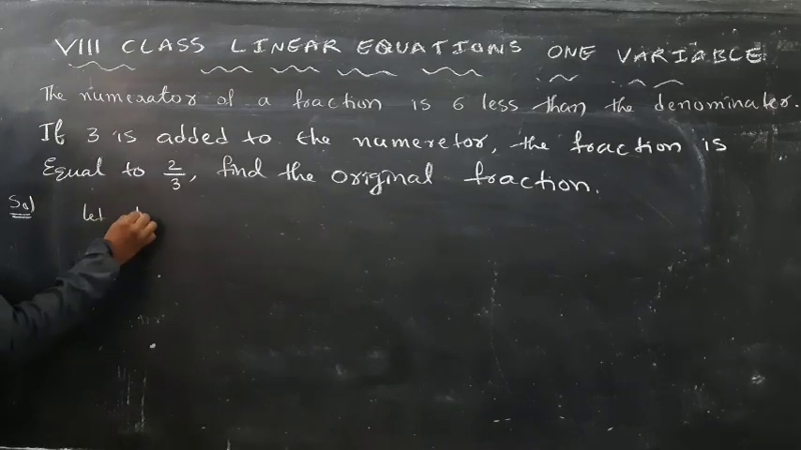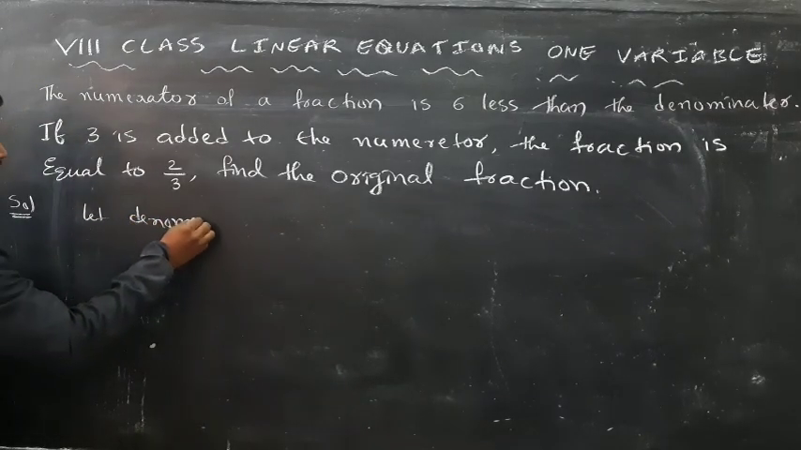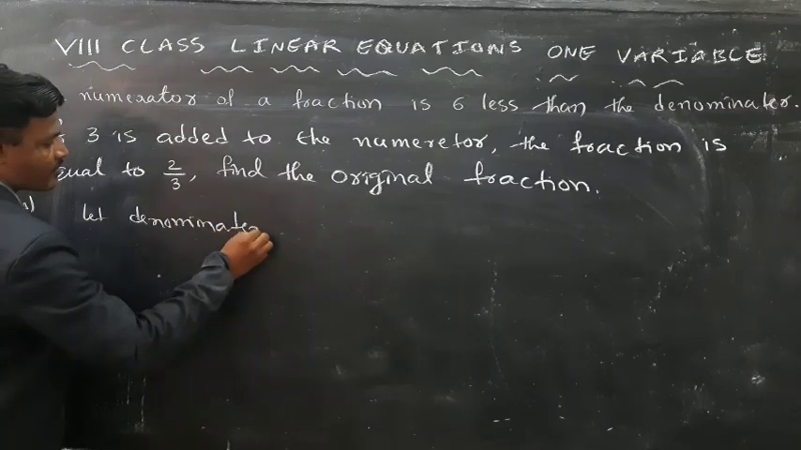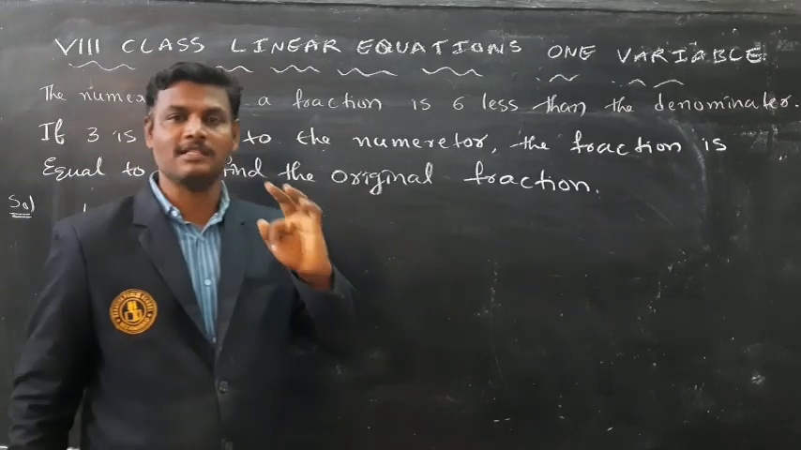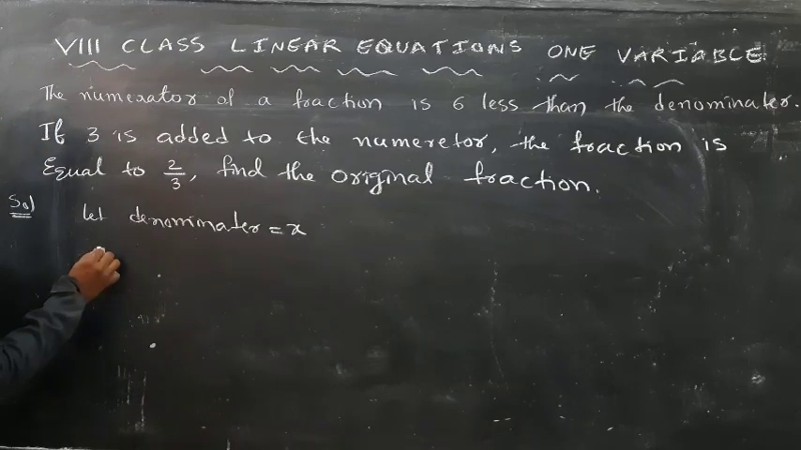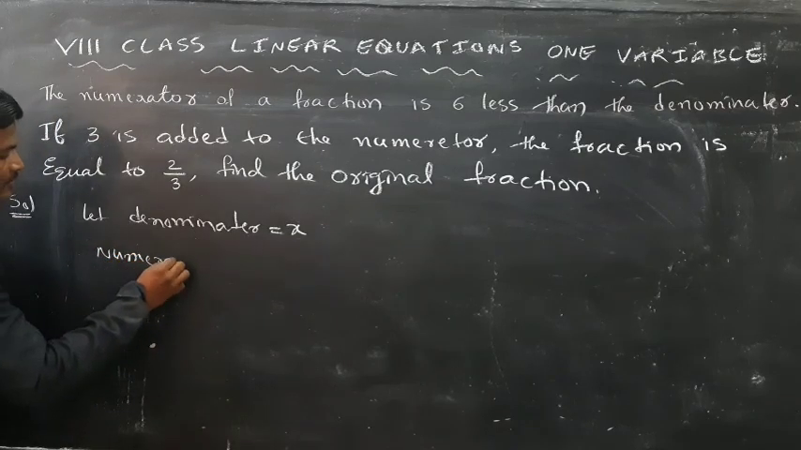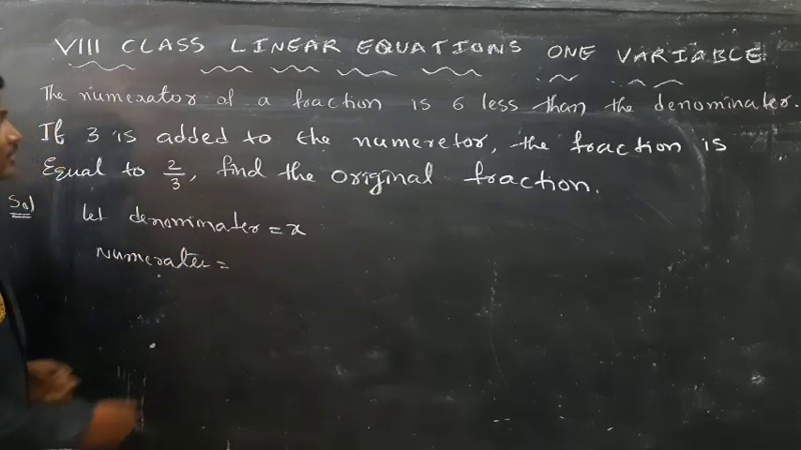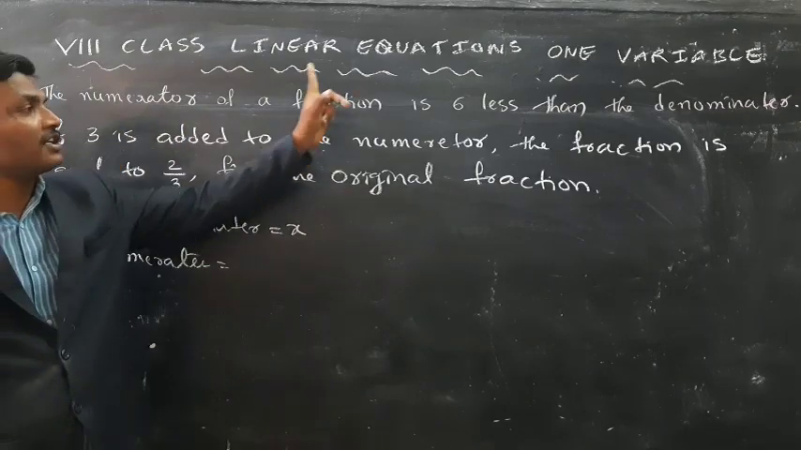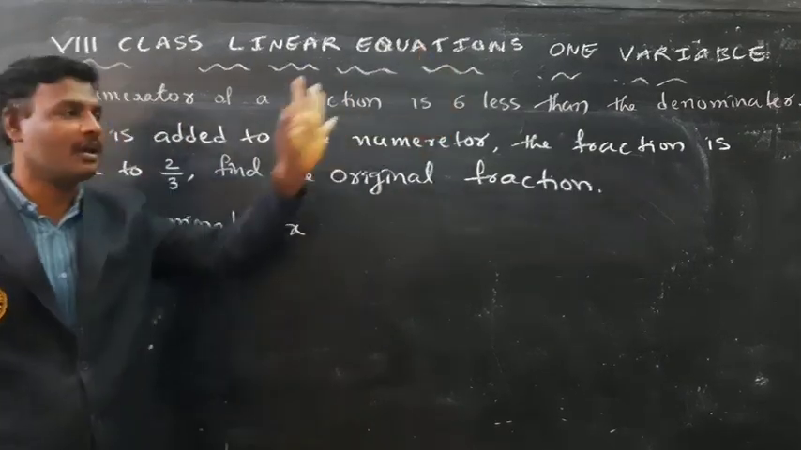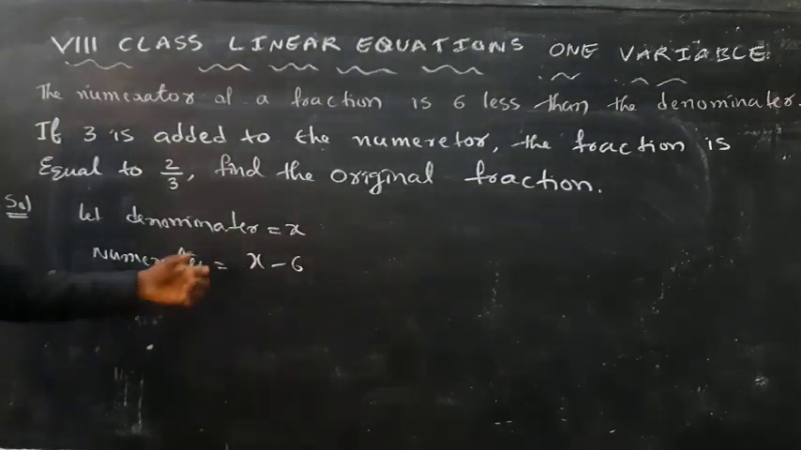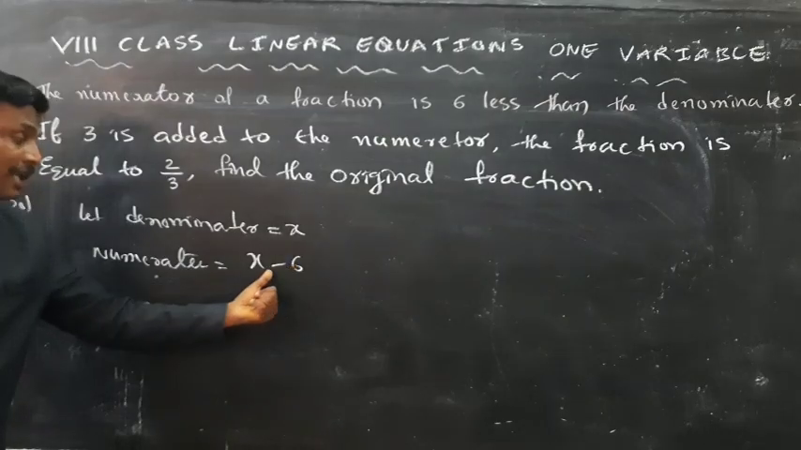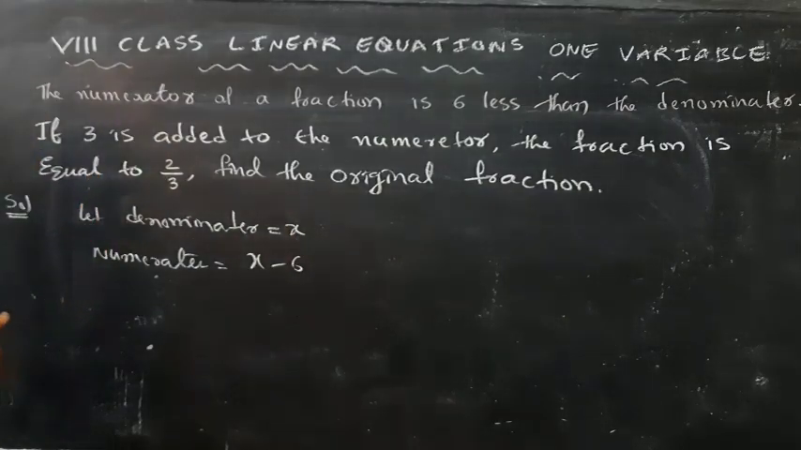Let me take the denominator as x. Then what about the numerator? The numerator of a fraction is 6 less than the denominator. So the numerator should be x minus 6. Why? Because the numerator is 6 less than the denominator.